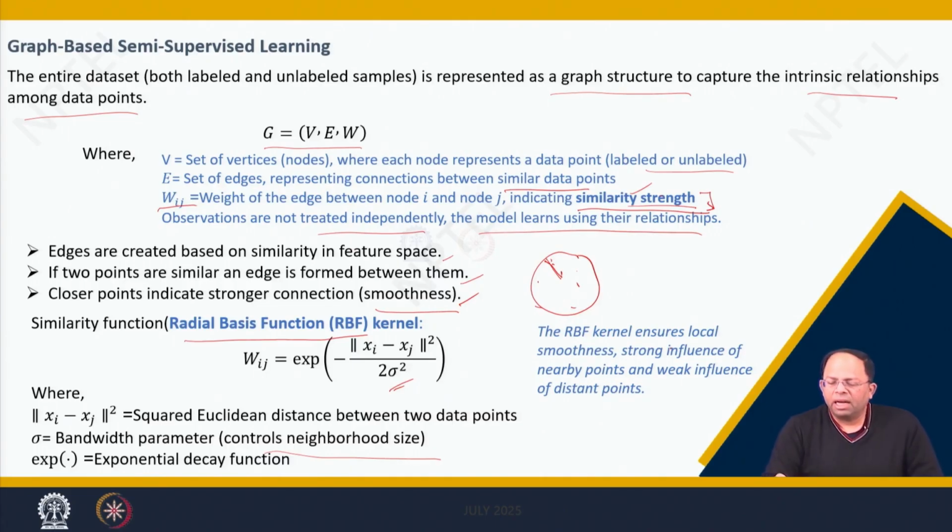So the RBF kernel ensures local smoothness: strong influence of nearby points and weak influence of distant points. That is what this ensures, right? Things which are within the bandwidth definitely have more influence. And we take an exponential distance decay function here, so the influence reduces exponentially.